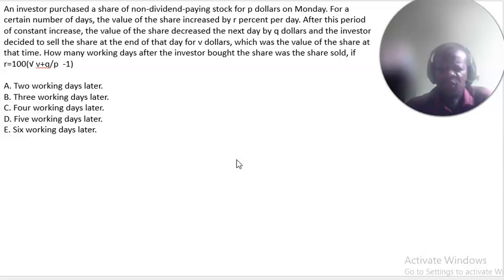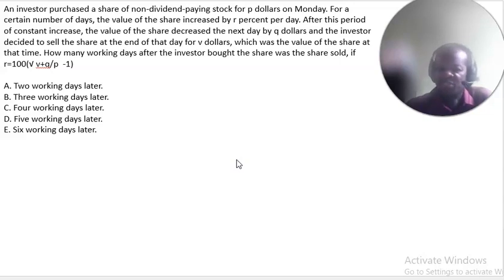For a certain number of days, the value of the share increased by 100% per day. So that means at the end of day one, the share will increase by 100% of P. At the end of day two, the amount of the previous day becomes the principal of the next day. So what we are dealing with here is compound interest. So that is the difference between compound and simple interest.